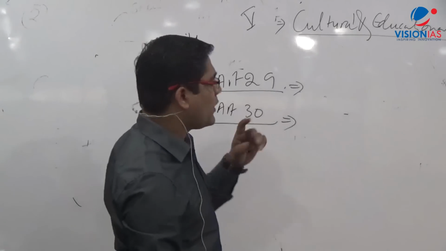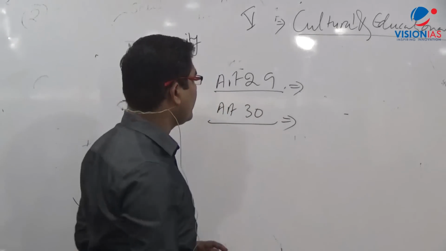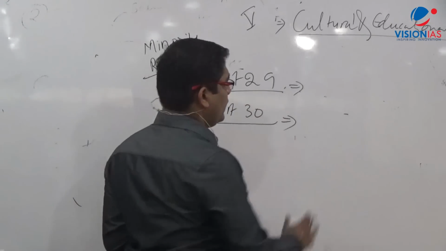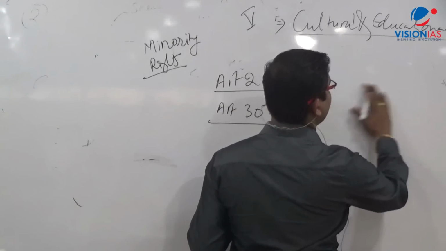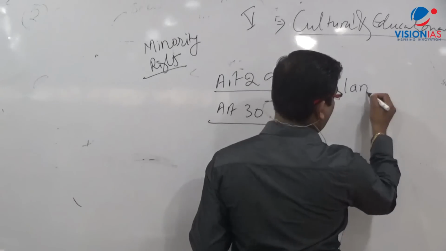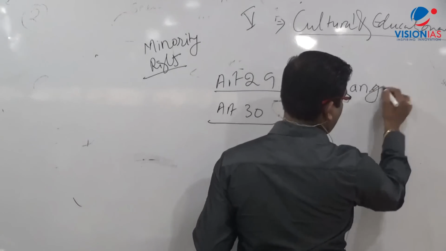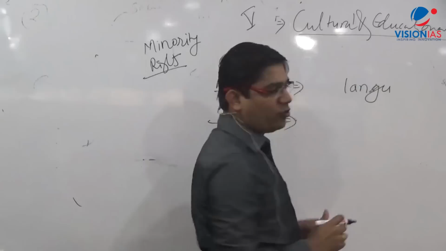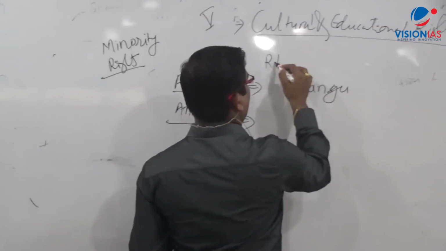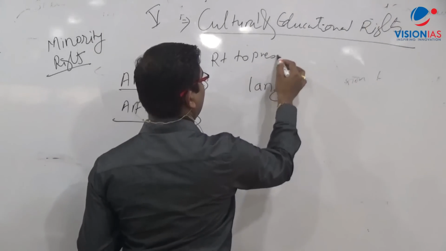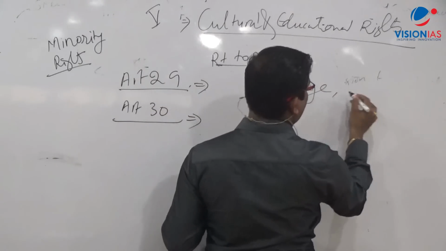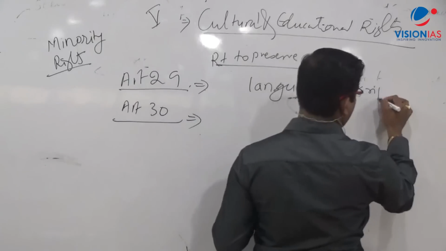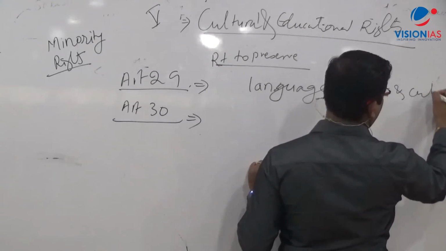So let's see what Article 29 is saying. 29 says that any kind of particular group can maintain 3 things: language, script and culture. That is, the right to preserve. These are the 3 things.